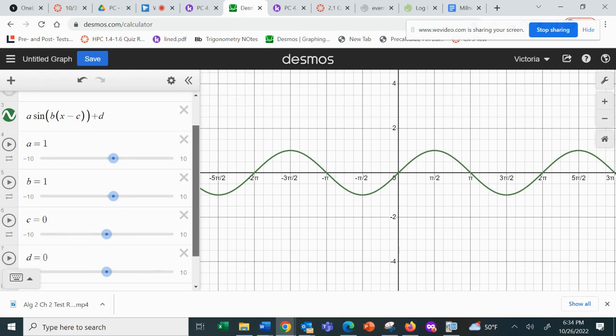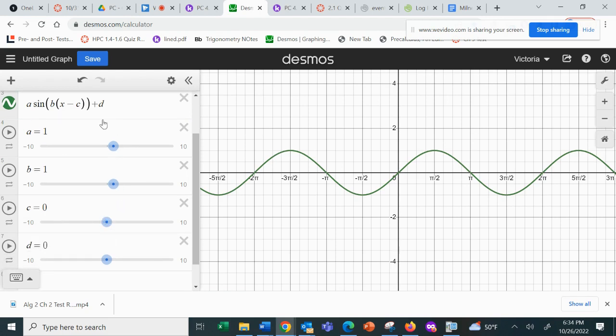Now our C value is inside. So this is going to be horizontal translation. So as I move my C value, you can see this graph is moving side to side. But what happens if I move the C value by 6.28? It's not 6.28, but pretty close. If I move it 6.28, it lines itself up again because that's one full time around the circle, and that's where the cycle starts to repeat again.